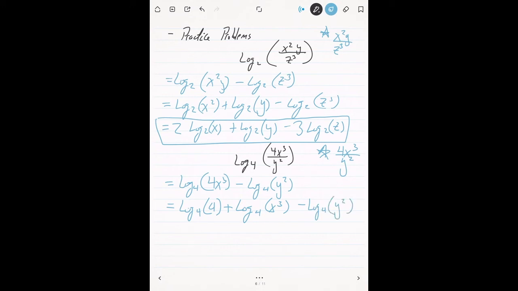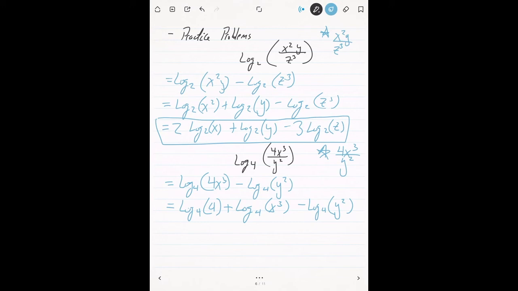So our first rationale was, well, if I want to eventually get at each of these things individually, each of these variables and each of these numbers, I better separate the numerator and the denominator. Then, well, I have a 4 and an x cubed. I want them separate, so I better pull those apart.